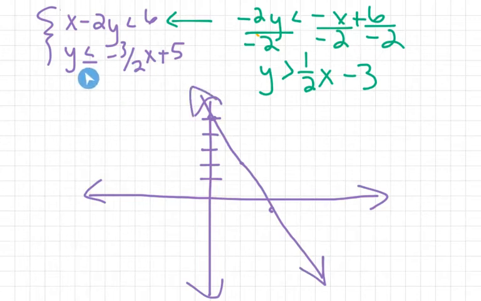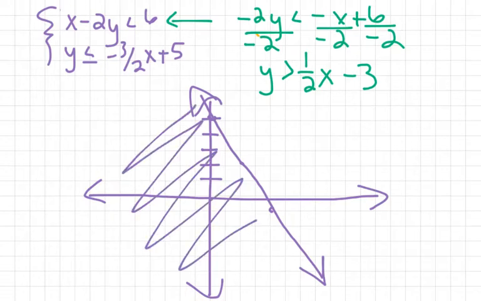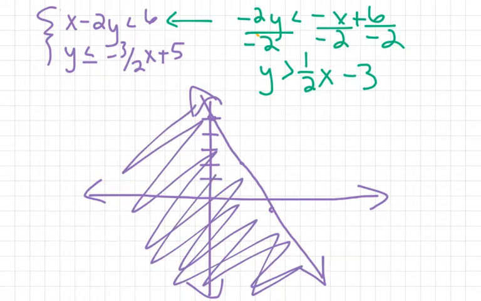And then lastly, where do I shade? Well, my equation tells me that I want y values that are less than or equal to negative 3/2 x plus 5. So I'm going to shade below. Less than, shade below. Okay. So that takes care of our first inequality.